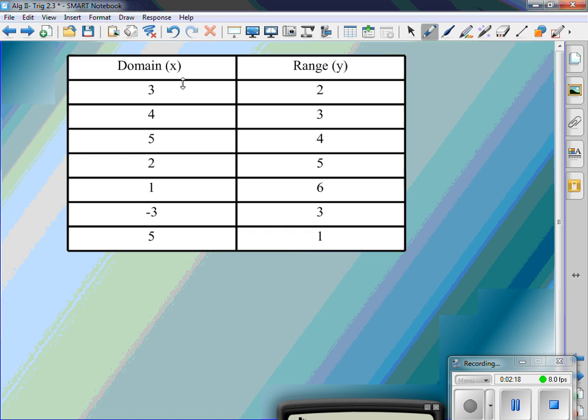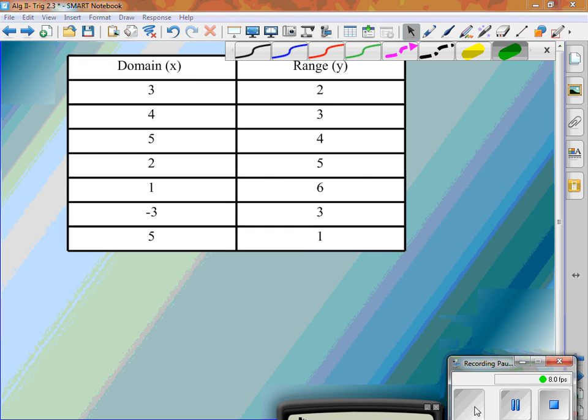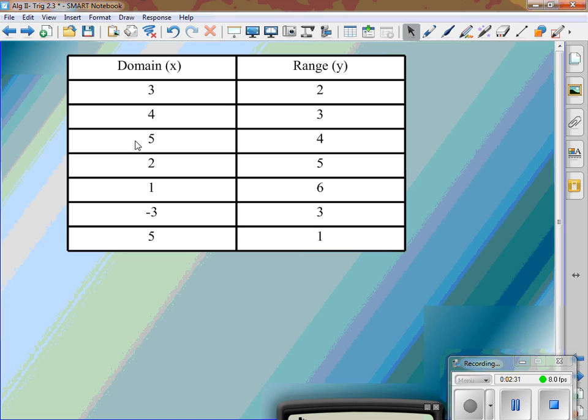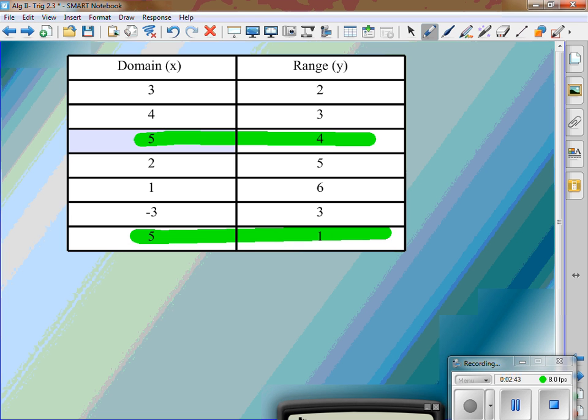Here's another set of numbers I want you to write down. All right, looking at this set of numbers, does 3 repeat? No. 3 and negative 3 are different numbers. Does 4 repeat? No. 5. So I have 5, and I have 5. 5 goes to 4, and 5 goes to 1. Think of it like a classroom schedule. 5th period, you have to go to room 4, but also 5th period, you have to go to room 1. Impossible. You can't do it. This is not a function.